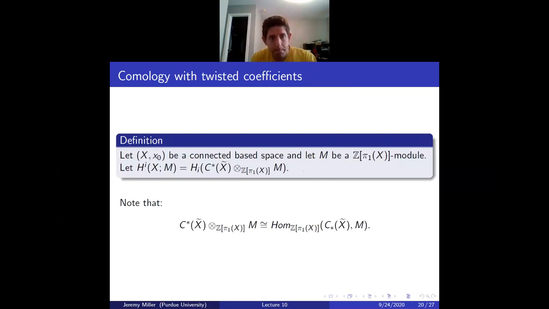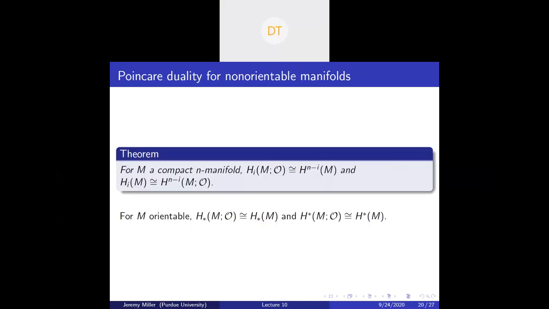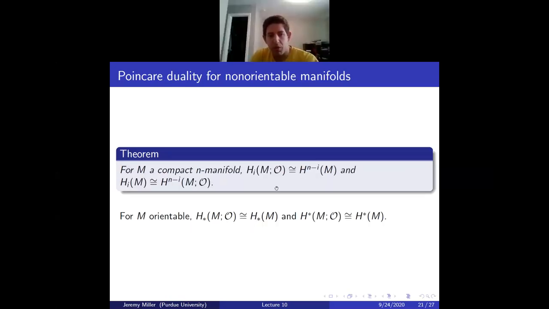Okay, you can carry on. Thank you for going back for a bit. So using twisted coefficients, we get a statement for non-orientable manifolds. You just have to take homology with twisted coefficients. In general, homology with twisted coefficients is kind of hard to compute, but it's nice to at least have a version that works for non-orientable manifolds.